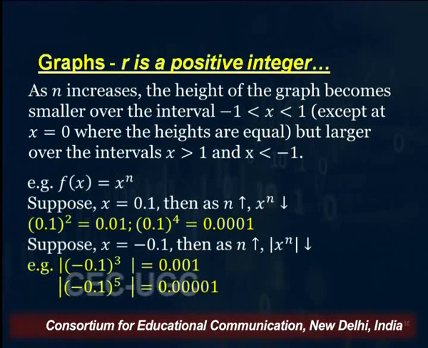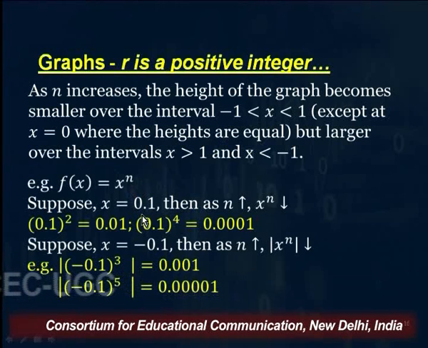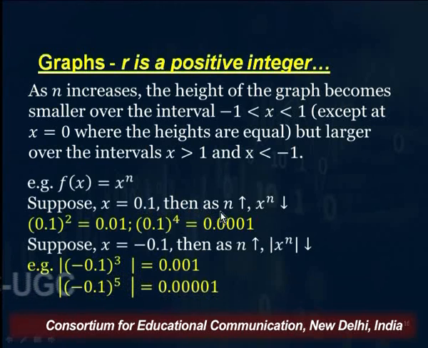But if you take the intervals x greater than 1 or x less than minus 1, there the heights will be larger. To get a sense of things, just look at the numbers here. For example, if you have the function x to the power n, where n is a positive integer, and let's suppose x is equal to 0.1, then 0.1 lies between minus 1 and 1, and as n increases, x to the power n will fall.